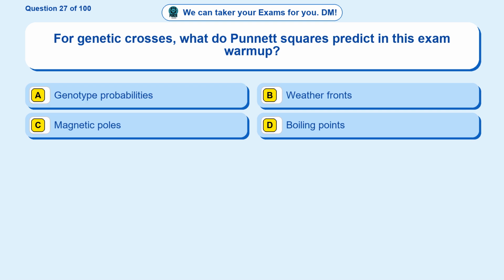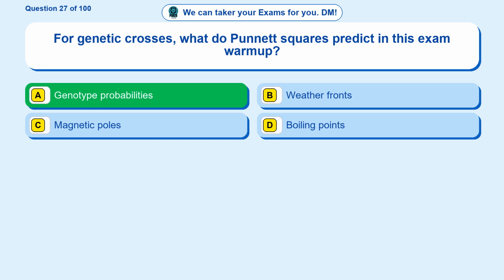Question 27. For genetic crosses, what do Punnett squares predict in this exam warm-up? Option A, genotype probabilities. Option B, weather fronts. Option C, magnetic poles. Option D, boiling points. The correct answer is option A.